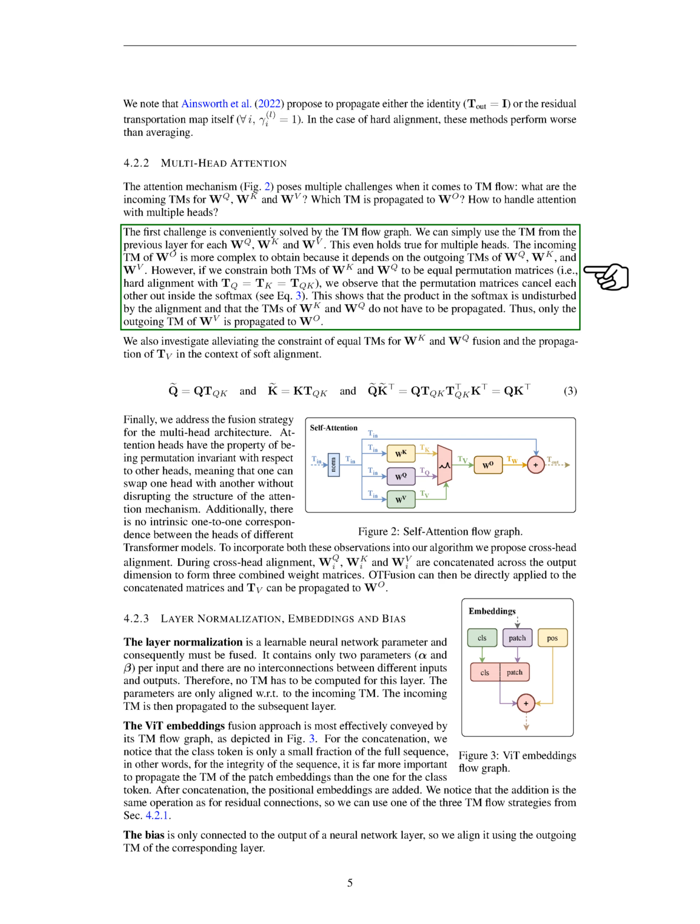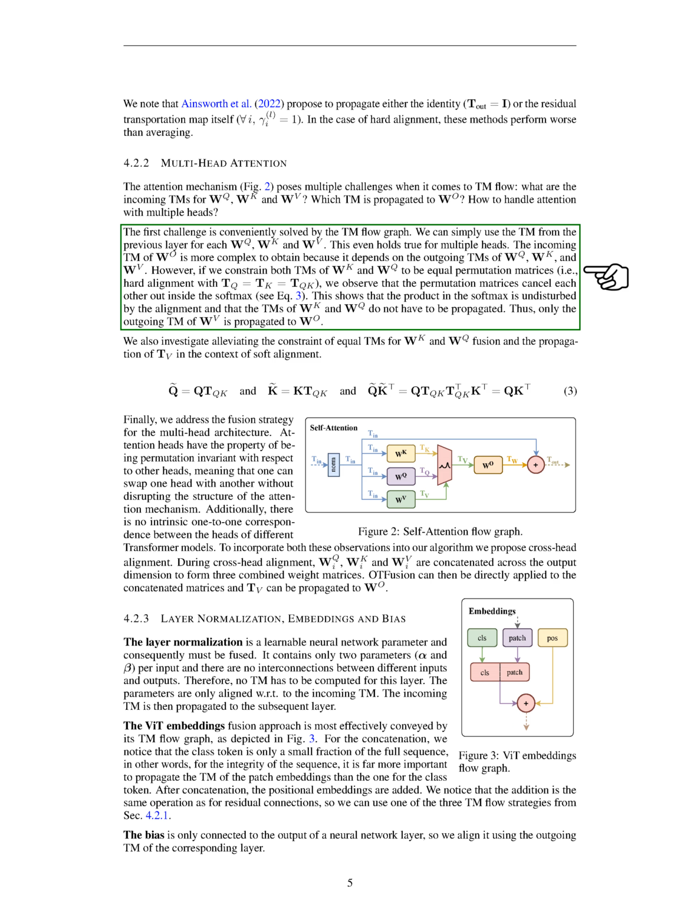We can simply use the TM from the previous layer for each of the weight matrices W-Q, W-K, and W-V. This approach works even when dealing with multiple heads. However, determining the incoming TM of the output weight matrix W-O is more complex because it depends on the outgoing TMs of the weight matrices W-Q, W-K, and W-V.